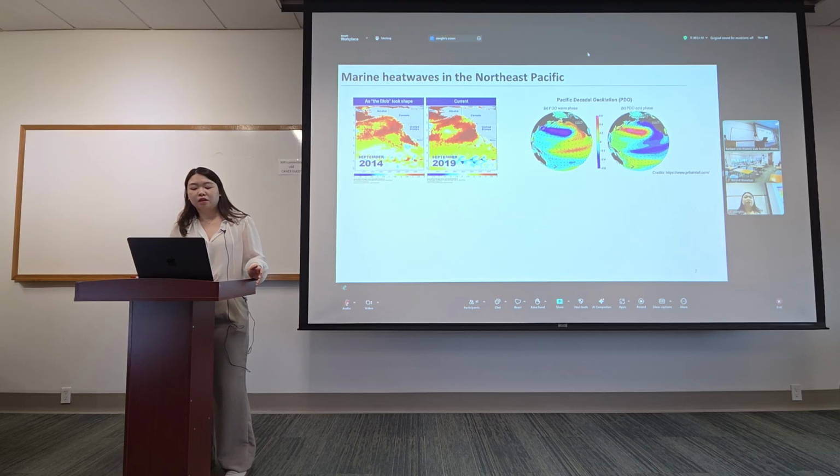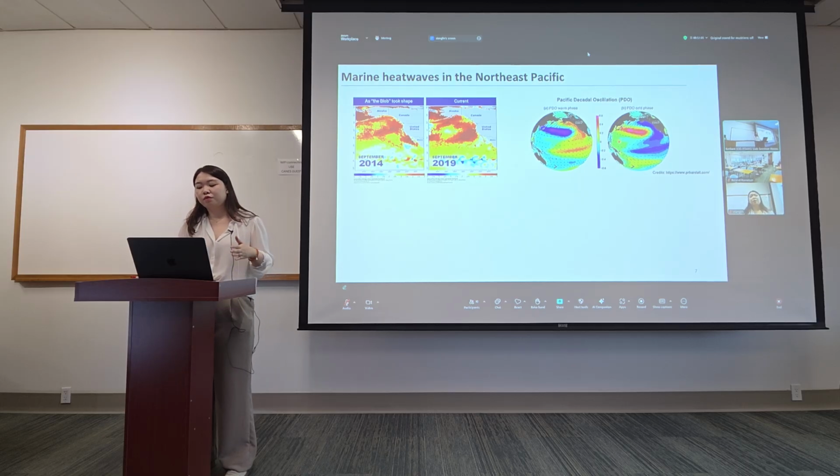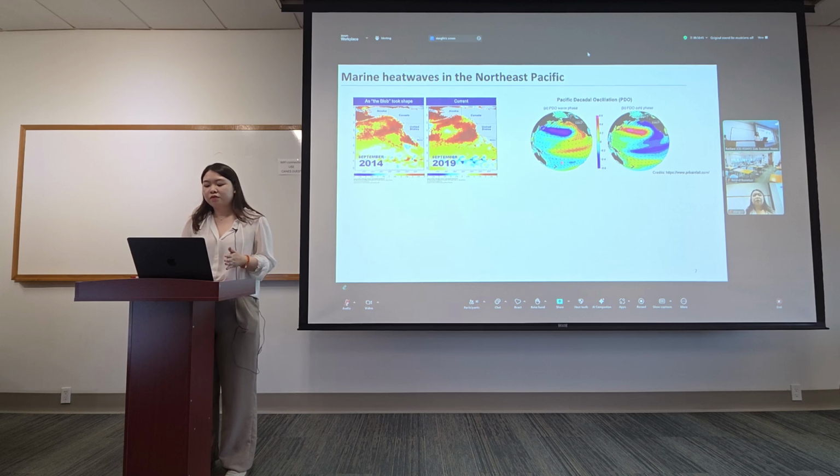Our hypothesis is that in addition to the long-term global warming, climate variability may also be very important. They may play as an amplifier or a modulator for the marine heat wave events, the warm extremes in this region. So in the Northeast Pacific, we think the key factor must be the Pacific Decadal Oscillation, the PDO. The PDO is a leading mode of decadal sea surface temperature variability in the North Pacific, and it is characterized by basin-wide warm and cool patterns, like these two figures show.